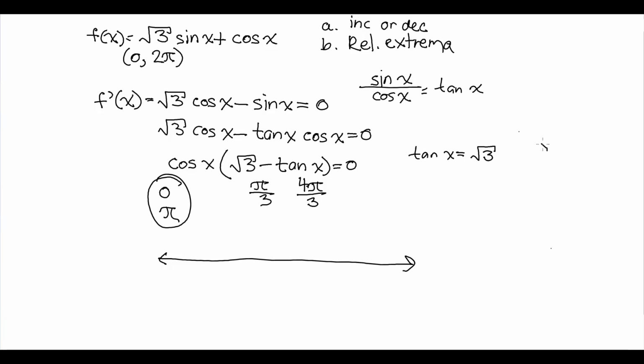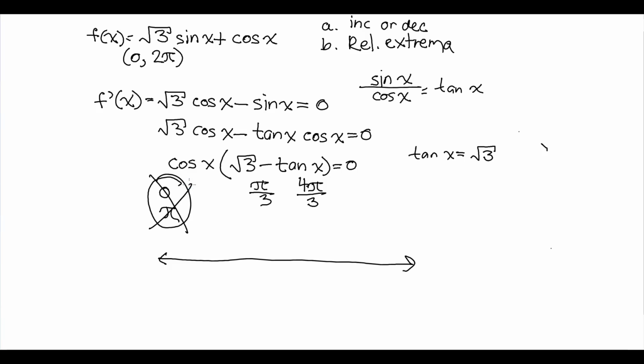You can check over here. Cosine of 0 is 1 times root 3 is root 3, minus sine of 0 is 0. So we get root 3 equals 0. That's absurd. And the exact same thing happens at the other point, except we have negative root 3 equals 0. So these are out. They are extraneous.